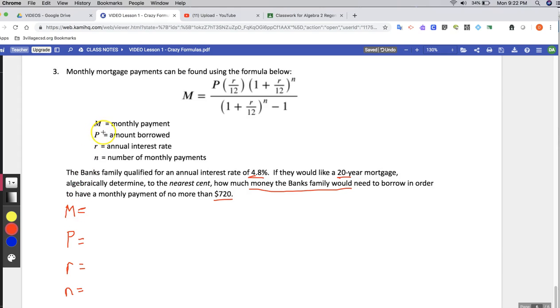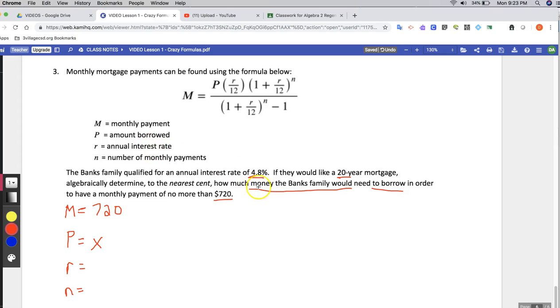So M again is the monthly payment, and if we look down here, this $720 is what they want the monthly payment to be, no more than that $720. So M then is equal to $720. P is the amount borrowed. We're being asked to determine how much money the Banks family would need to borrow. So in this problem, the P, the amount borrowed, is our unknown. So I'll put X in for P.